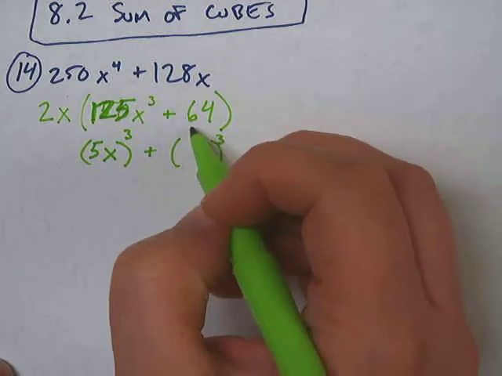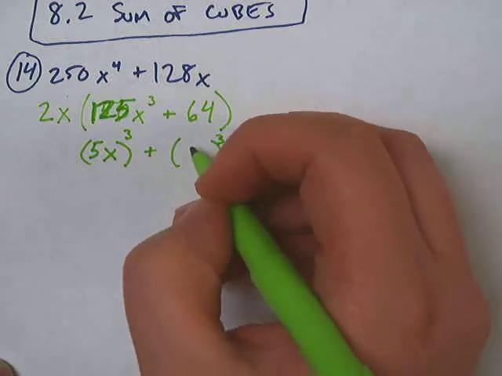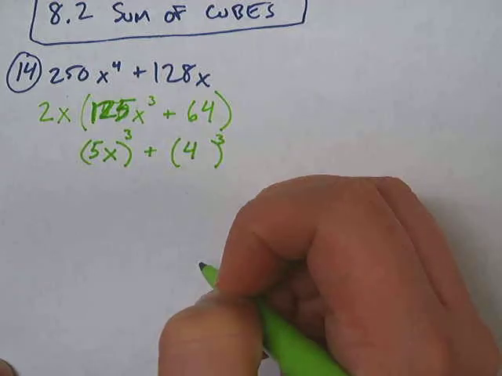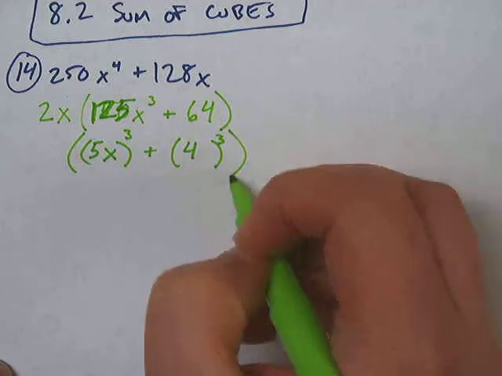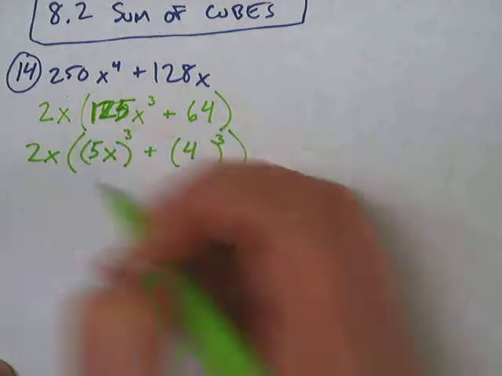So then we're going to do the same thing with 64. 64 is equal to 4 cubed. And then of course we still have our greatest common factor 2x on the outside.